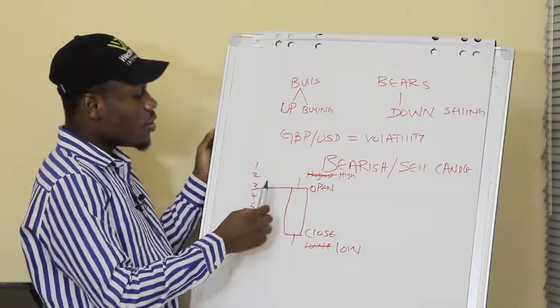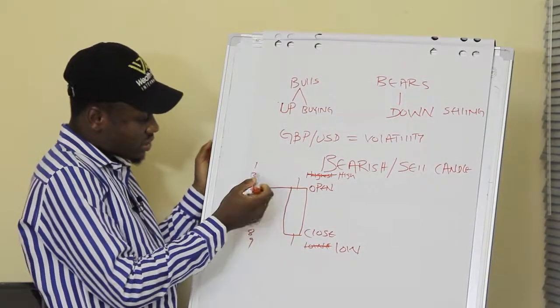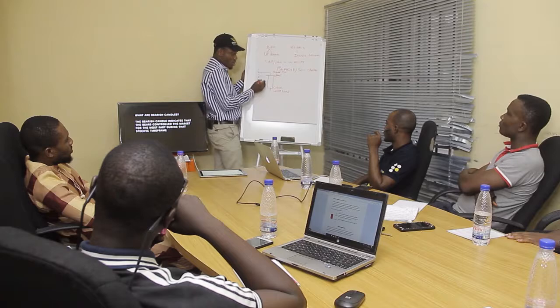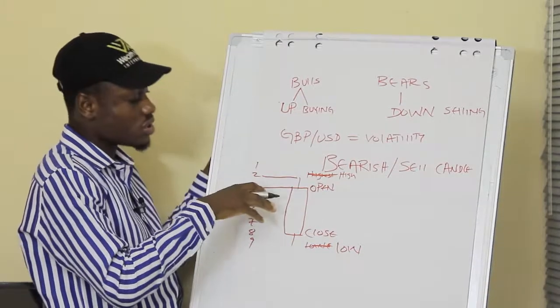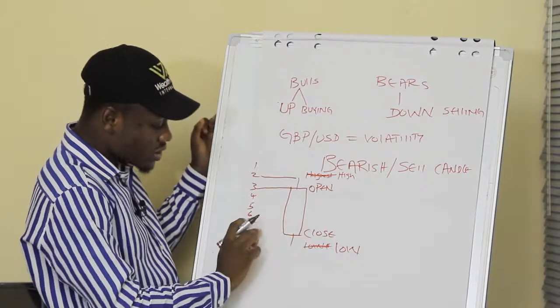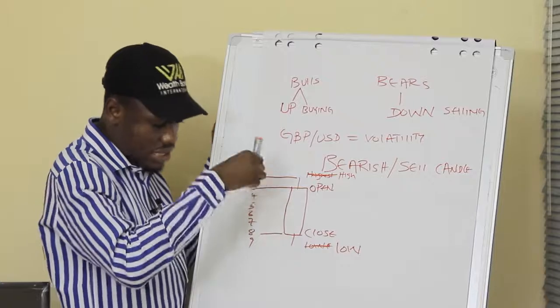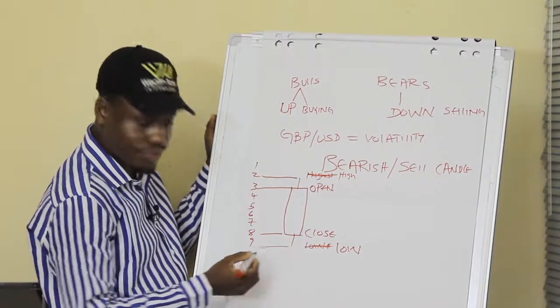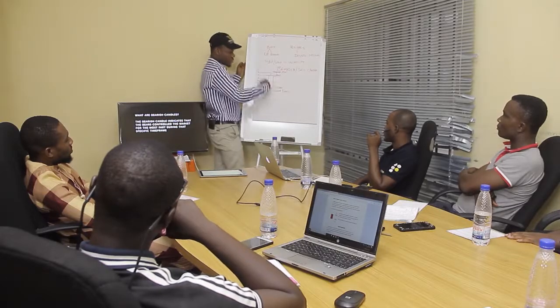Now the market opened at 3. It went as much as 2, but was not sustained at that time interval. It now went down and closed at 8. But before closing at 8, it went as low as 9. That is what this market is trying to tell you. That's what this candle is trying to indicate.